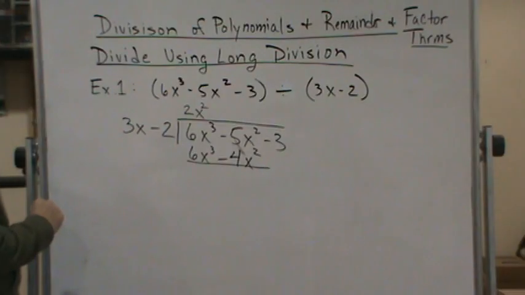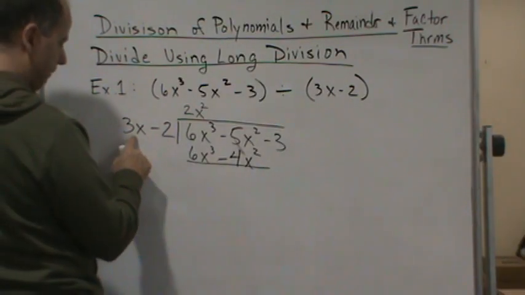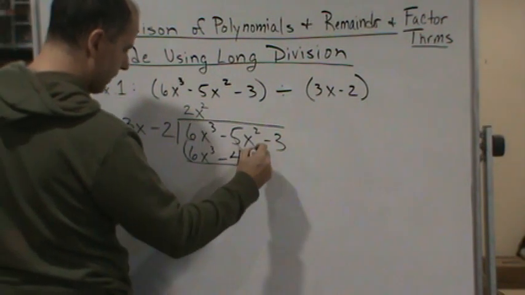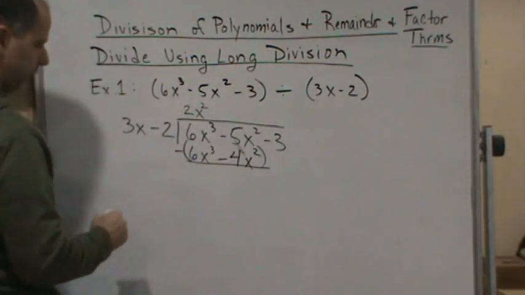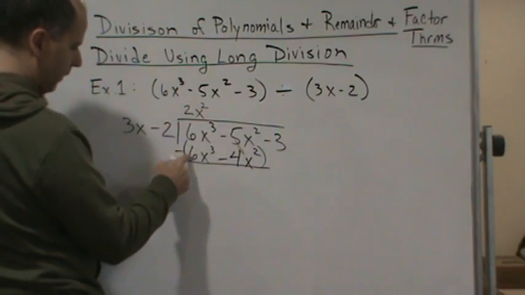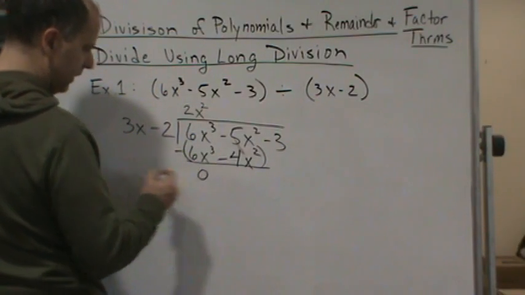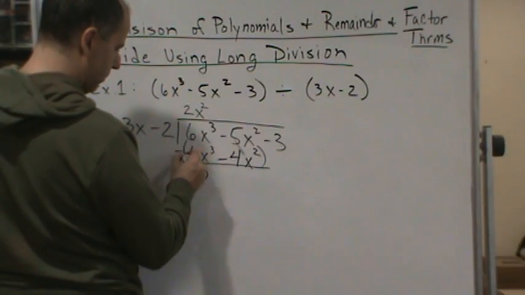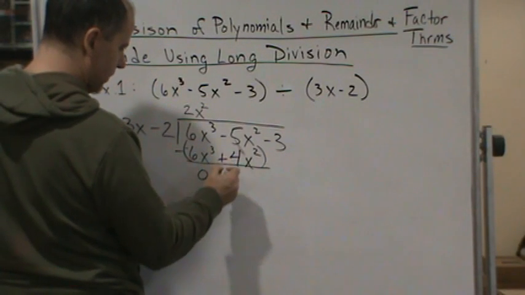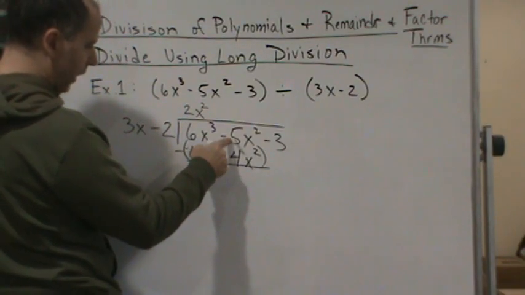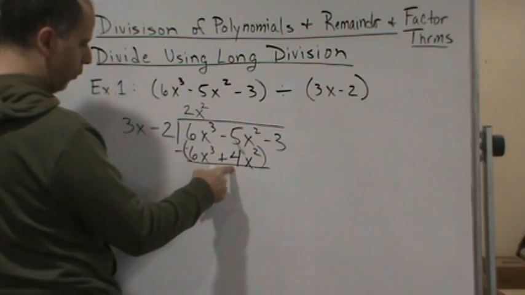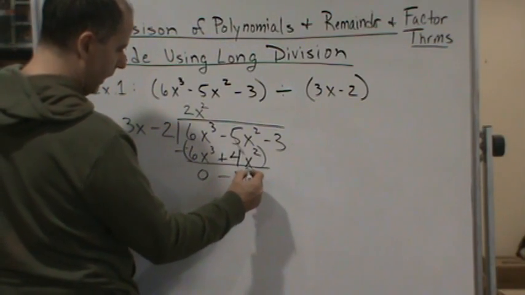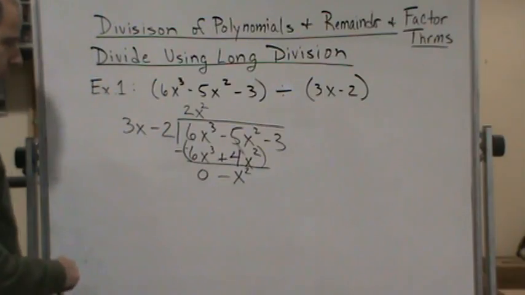Now that I've done that, I multiplied. Now I'm going to subtract. I'm going to subtract this entire thing. So what's going to happen? This is going to become opposite signs. So that's going to cancel, it's going to give me 0. This is going to become a negative, and this is going to become a plus. Now it's going to be minus 5 plus 4, which is going to give me a minus 1x squared.